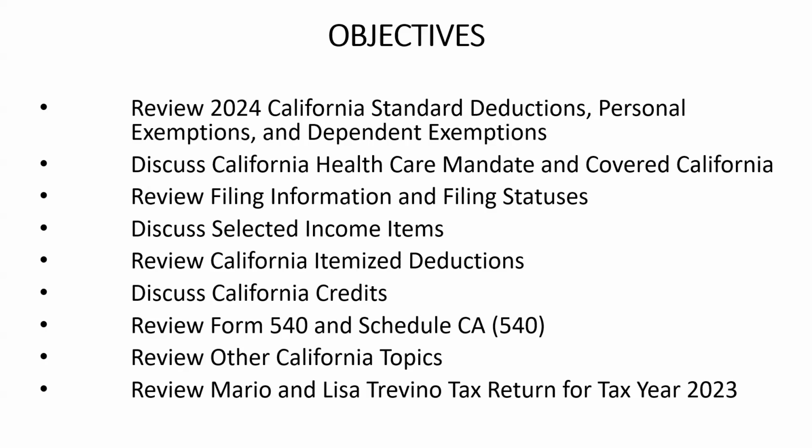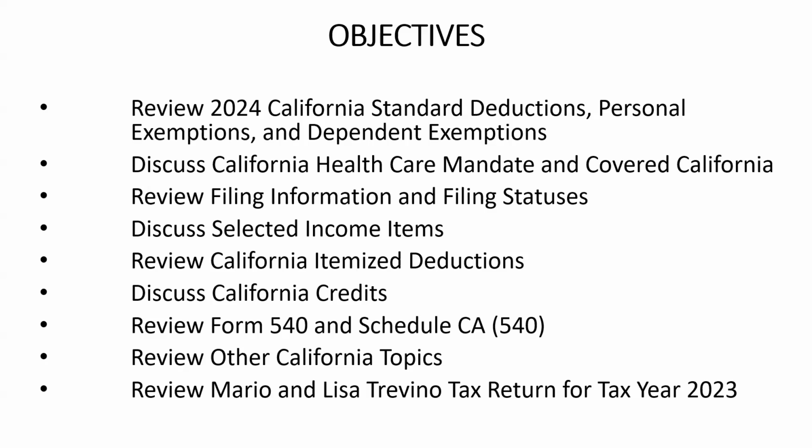talk about selected income items, address just a little bit about California itemized deductions, talk about some of the various credits. So when you hear credits, you will have non-refundable and refundable credits. And again, think of the cat and the dog analogy. You have different rules for the federal government, different rules for the state government. And then, of course, you'll be familiar with the Form 540. And the Schedule CA is a schedule that accompanies the 540 for California. Then we'll talk about some other topics, and then we'll review that return that is included in the PowerPoint.